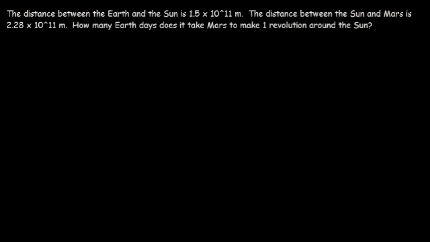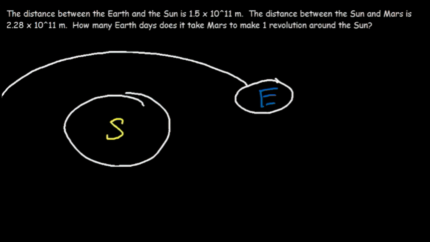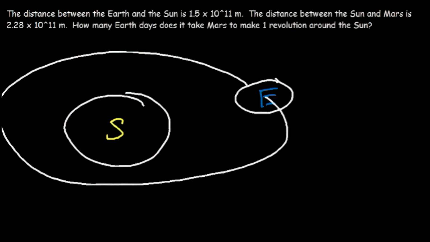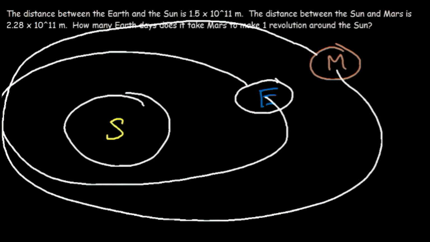The distance between Earth and the Sun is 1.5 times 10 to the 11 meters. So let's say this is the Sun, and let's say this is planet Earth. And Earth can revolve around the Sun. The distance between the Sun and Mars is 2.28 times 10 to the 11 meters. So let's say Mars is somewhere over here, and it too can revolve around the Sun. How many Earth days does it take Mars to make one revolution around the Sun?